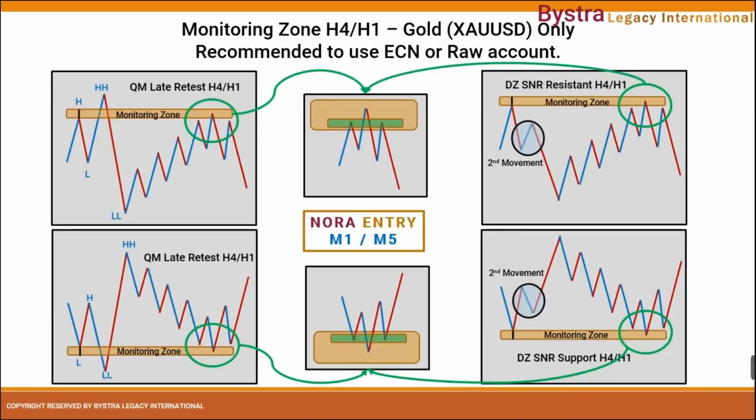Okay guys, in this slide we mark the H4 or the H1 as our danger zone SNR. So here you can see the danger zone SNR for H4, H1. We use it as a monitoring zone. Same thing here as well. It makes no difference. Okay, so if you're using the danger zone, then we need to wait for the M5 confirmation to break out of the zone.